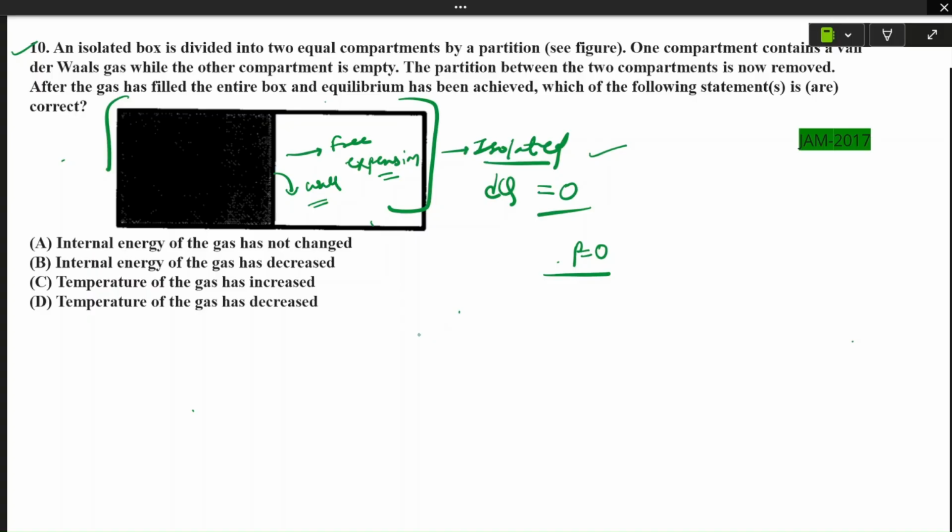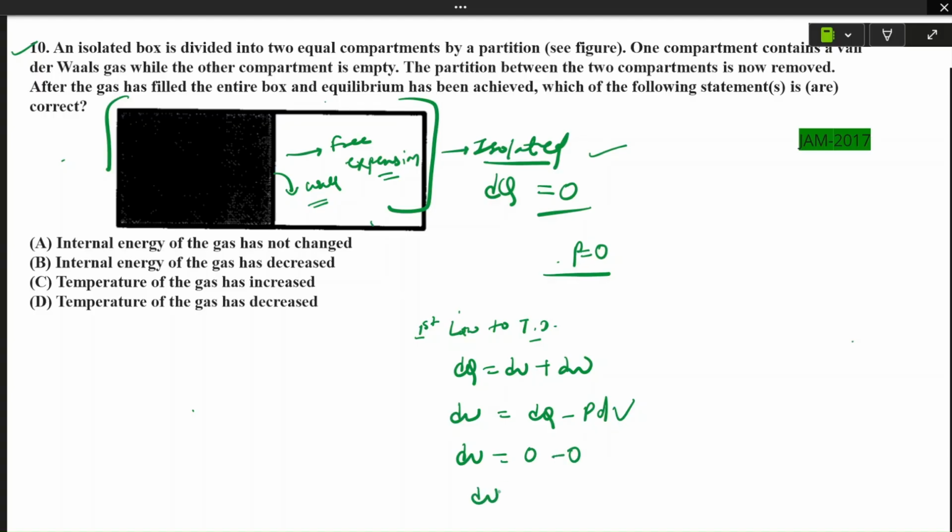Now we know that by the first law of thermodynamics, dq is equal to du plus dw. So du is equal to dq minus pdv. So du is equal to dq, which is 0, p is 0, dv is also 0, so du is equal to 0. So my u is equal to constant.